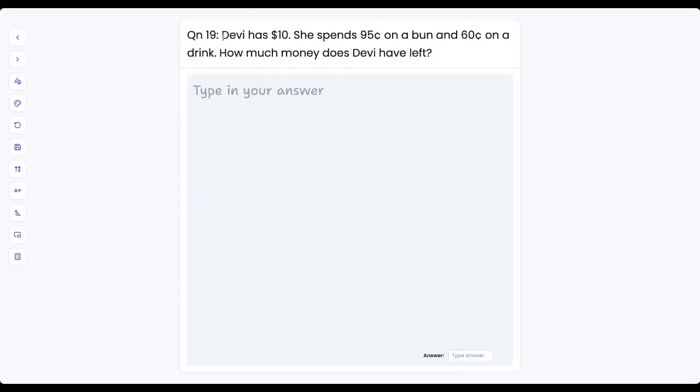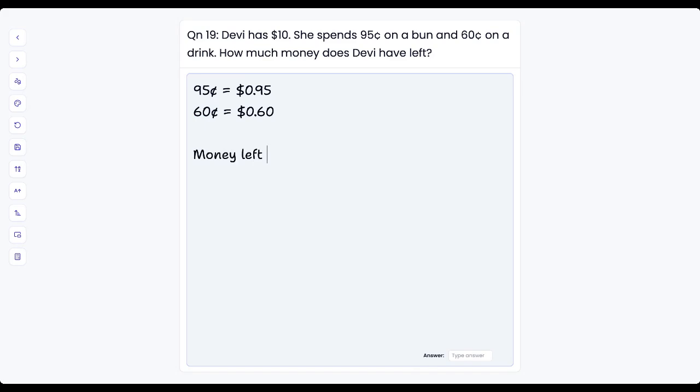Question number 19. Devi has $10. She spends 95 cents on a bun and 60 cents on a drink. How much does Devi have left? So 95 cents is equal to $0.95 in this case over here. So same thing with 60 cents. So 60 is equal to 0.60, right? So money left is equal to 10 minus 0.95 minus 0.60 over here.